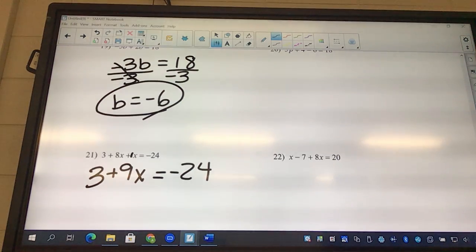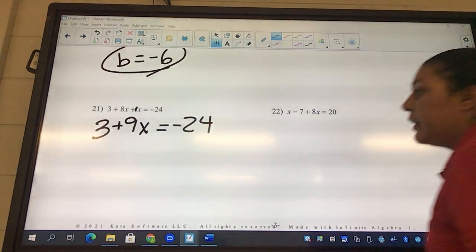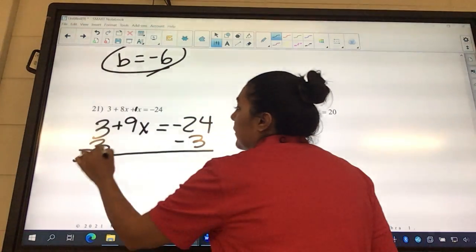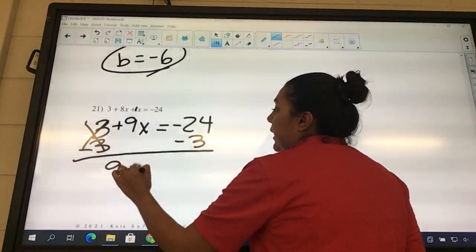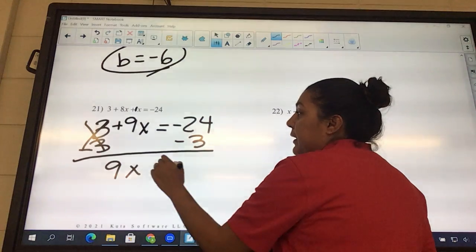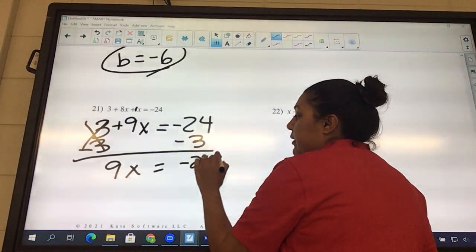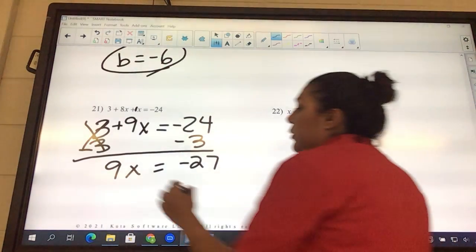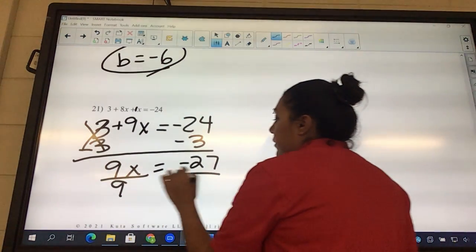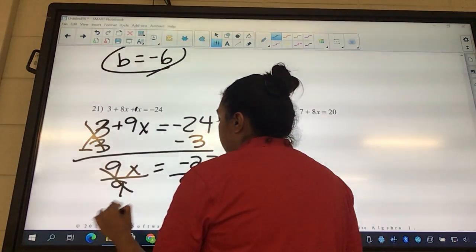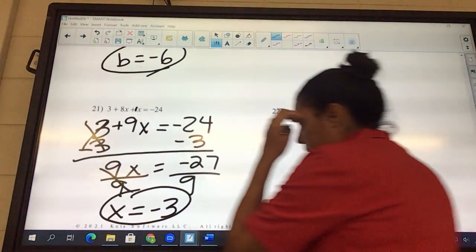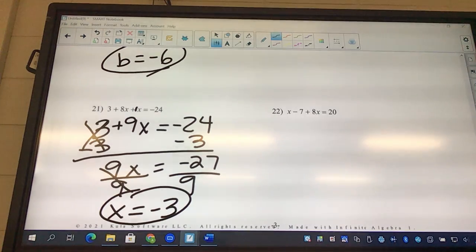Okay, and so we need to add or subtract the kid. And so in this case, we're gonna subtract 3 from both sides. Okay, so I got 9x, -24 minus 3 is gonna be -27. Okay, and then we're gonna say divide by 9. Divide by 9. So I got x equals -3.